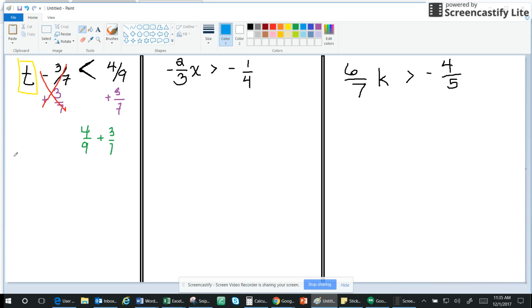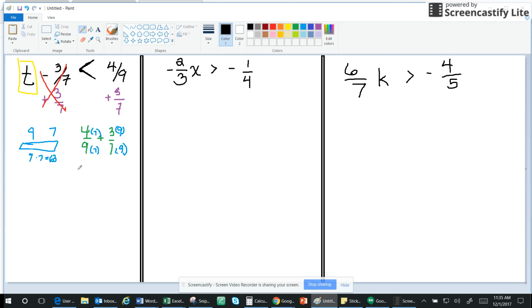So we can do our factor tree, which if we look, there's not going to be anything that factors out. So our least common multiple or our lowest common denominator is just going to be 63. So to do that, we're just going to multiply the first fraction by 7 on top and bottom, the other fraction by 9 on top and bottom.